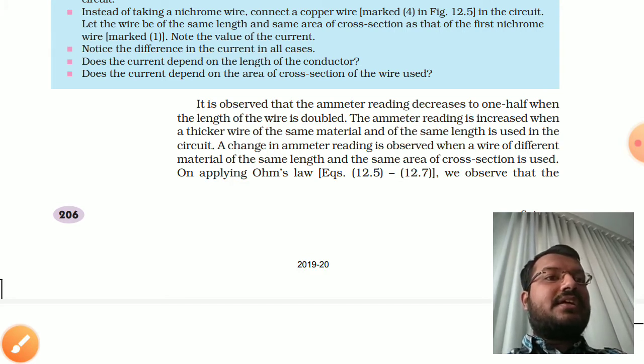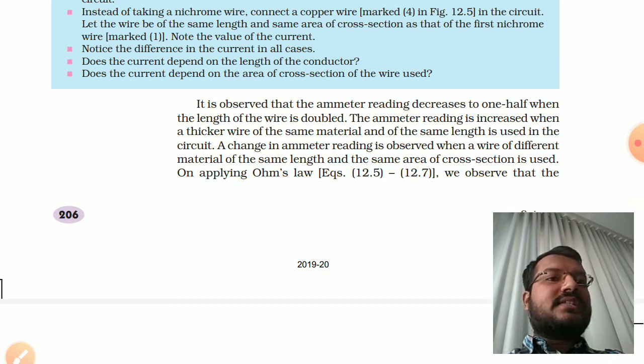The ammeter reading increases when a thicker wire of the same material and of the same length is used in the circuit.